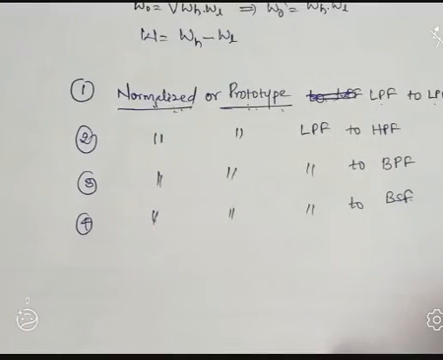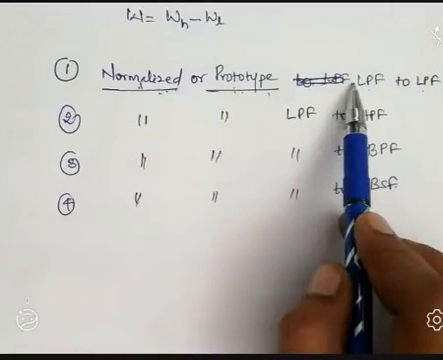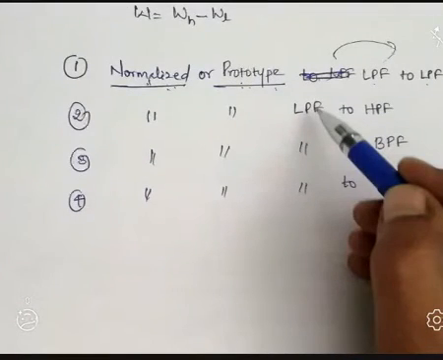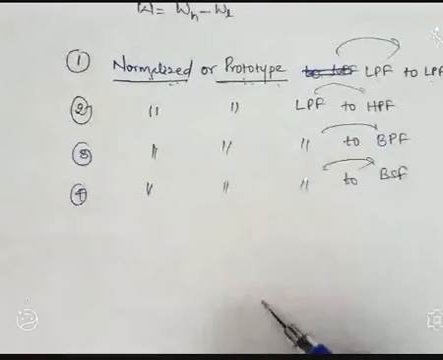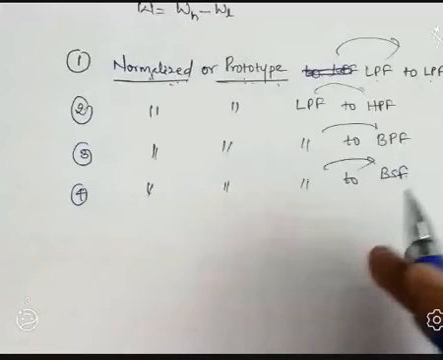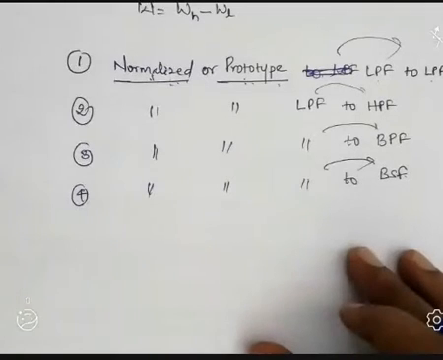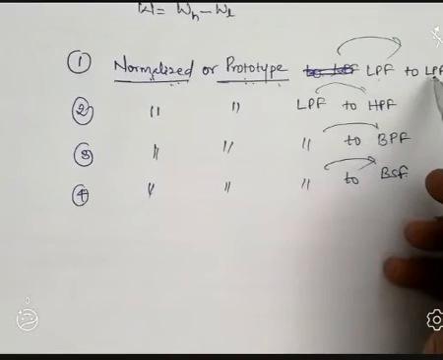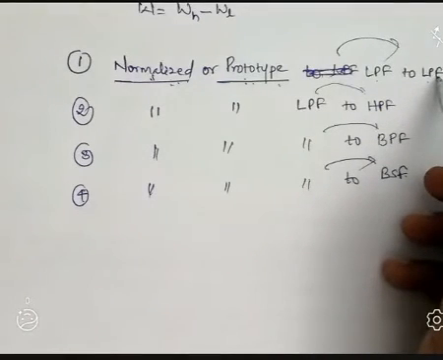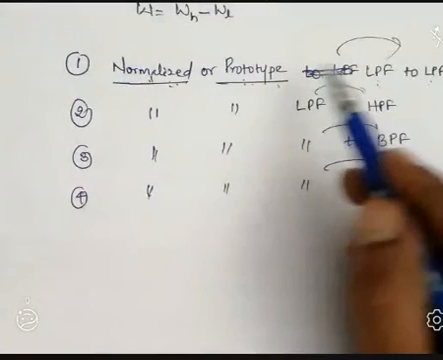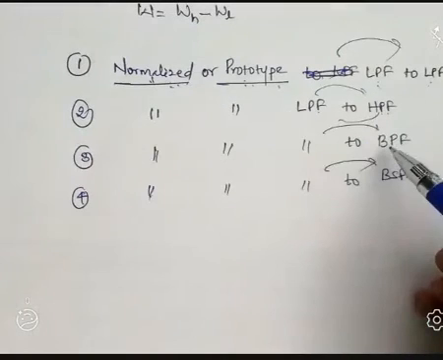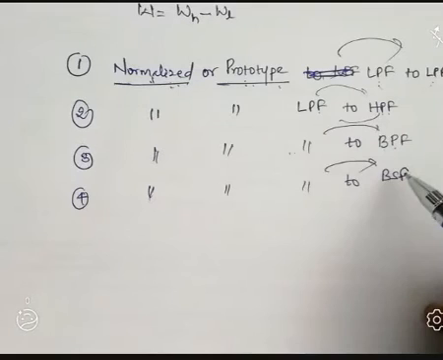Vice versa means normalized low pass filter to high pass filter and so on. These are forward cases, called forward frequency transformations. Next, we'll discuss reverse frequency transformation, which means a low pass filter of desired frequency is transformed back to a normalized low pass filter. Next, a high pass filter of desired frequency is converted to a normalized low pass filter. Similarly, band pass to normalized low pass, and last, band stop to normalized low pass filter.